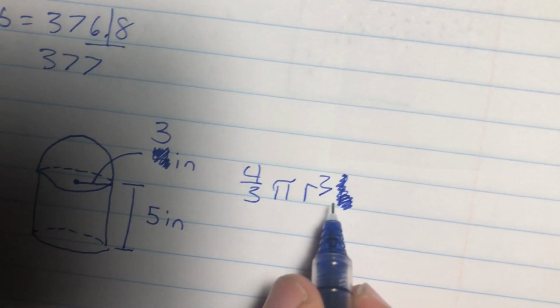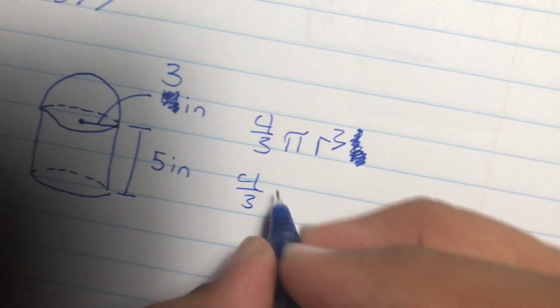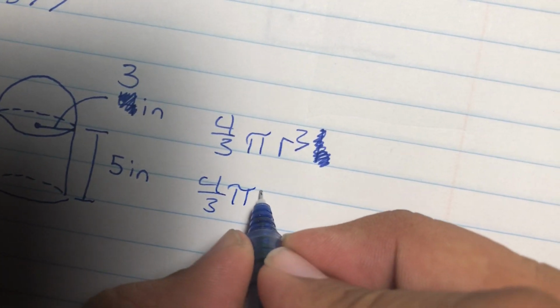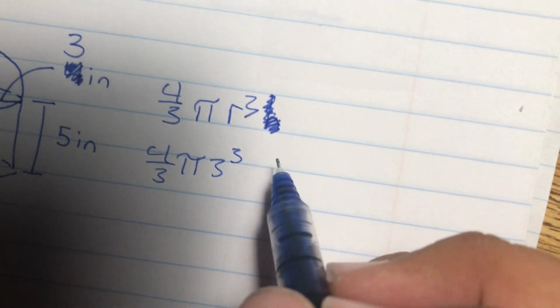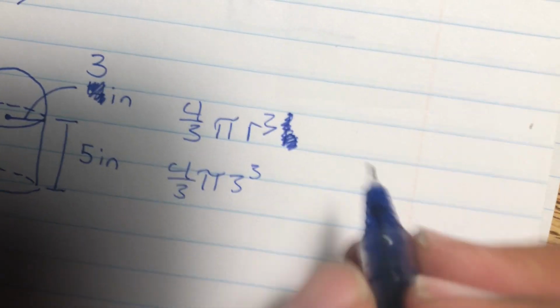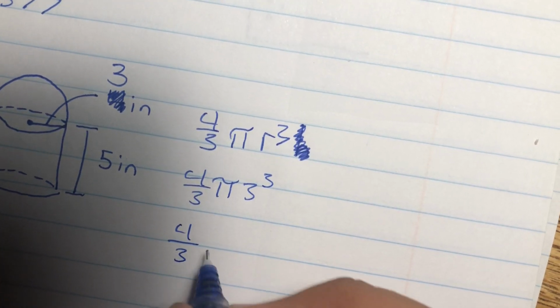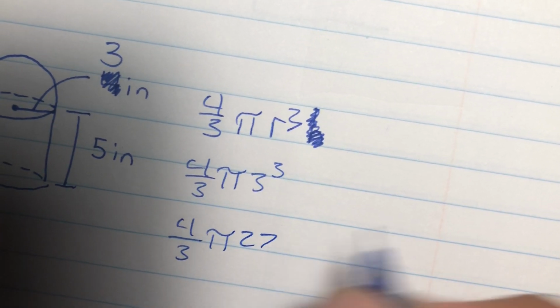And then the sphere, this is the formula for the sphere. And the radius is 3. So 4 over 3 times pi times 3 to the power of 3. That's going to be 3 times 3 times 3. So 3 times 3 is 9, and 9 times 3 is 27. So this is 4 over 3 times pi times 27.